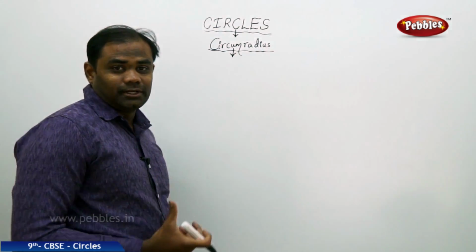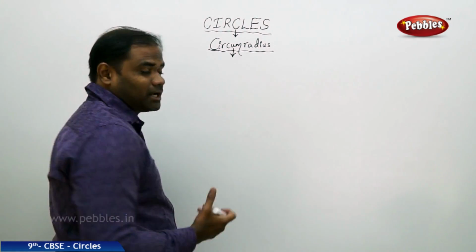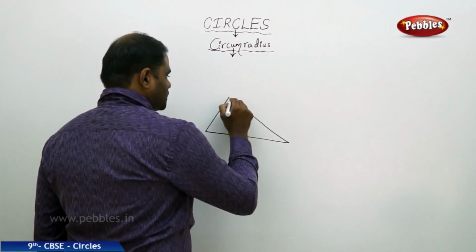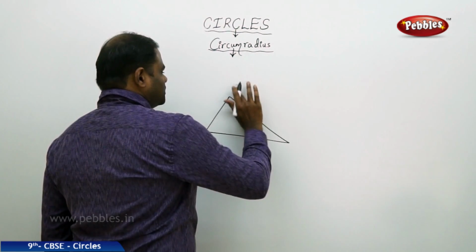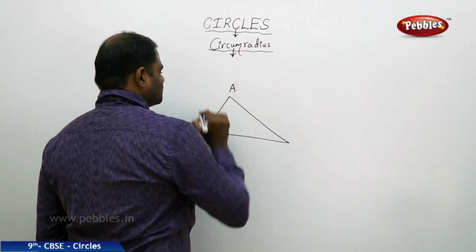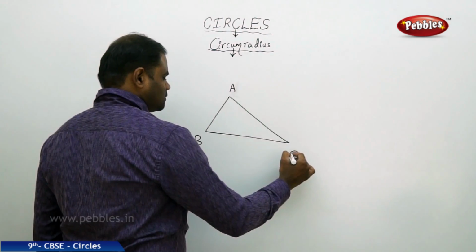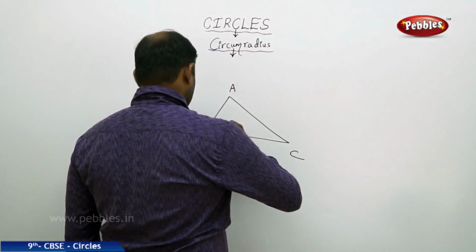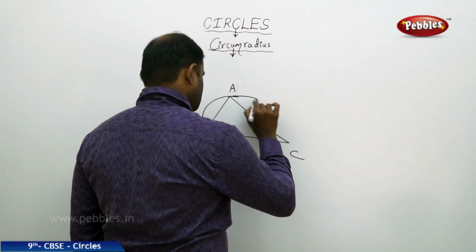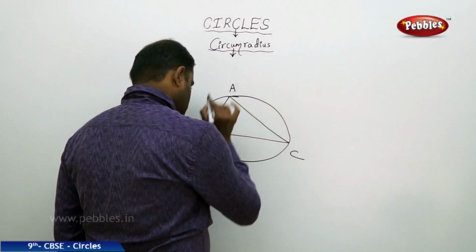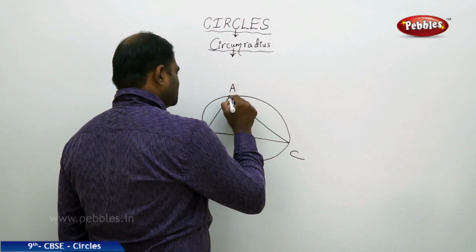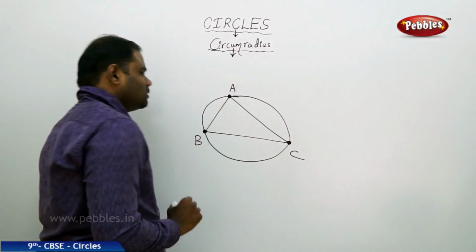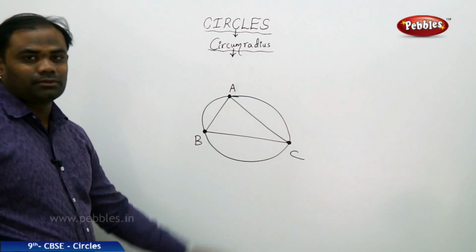So let's take initially a triangle ABC for which I have to draw a circumcircle. So here I have a triangle ABC, and then I have a circle which clearly passes through all the 3 points. In this manner is how the circle passes through all 3 points.